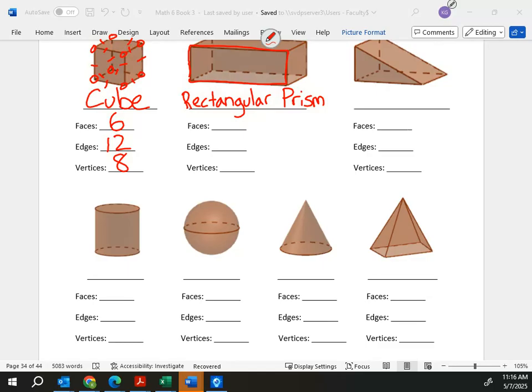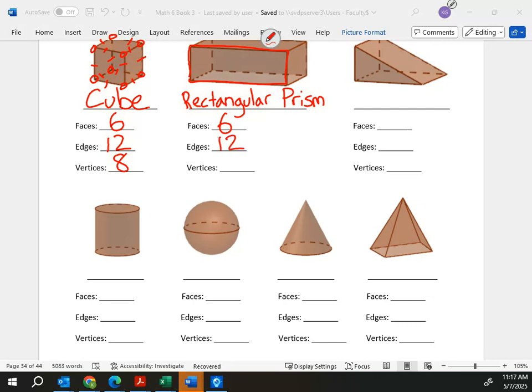So it's got the front and the back, the 2 sides, so that's 4, top is 5, bottom is 6. So we have to make sure that we're counting every single side. How many edges does a rectangular prism have, Adeline? 12. And how many vertices?